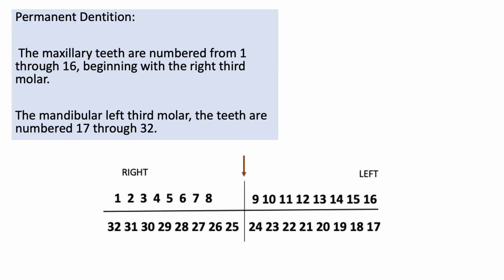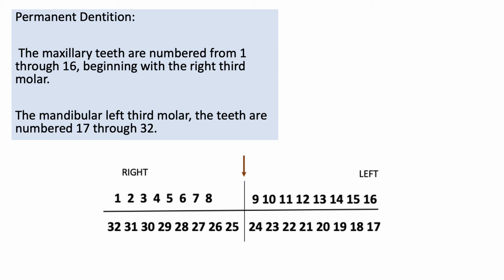Now coming to the permanent dentition, in permanent dentition they also assigned a sequence of numbers. But here they are not using the alphabets, but they are using the numbers, from 1 to 16 representing the maxillary teeth, and from 17 to 32 representing the mandibular teeth. So the numbering starts from 1, representing the upper right third molar, which will be followed till 16 on the left side, representing the upper left third molar.